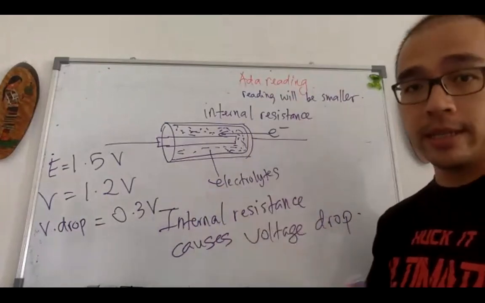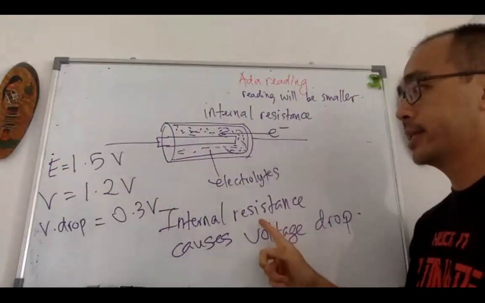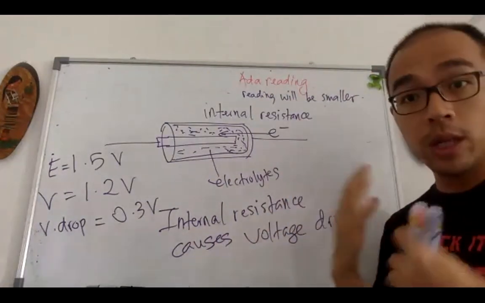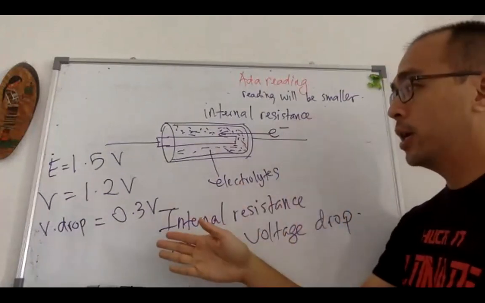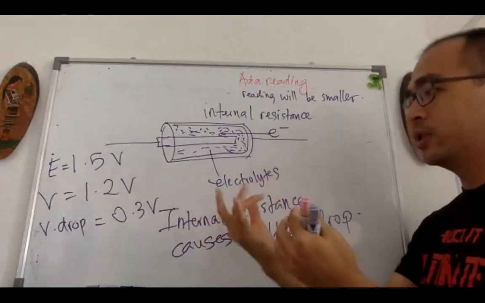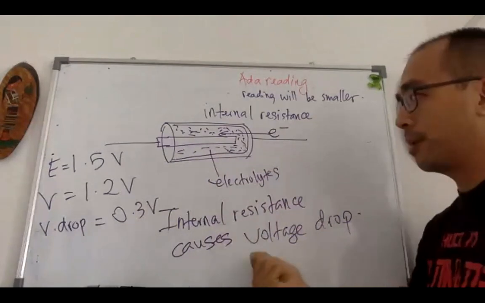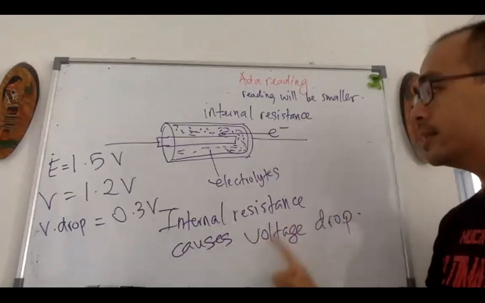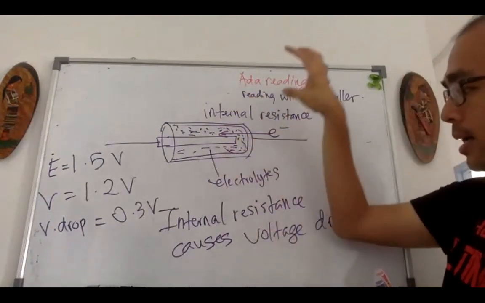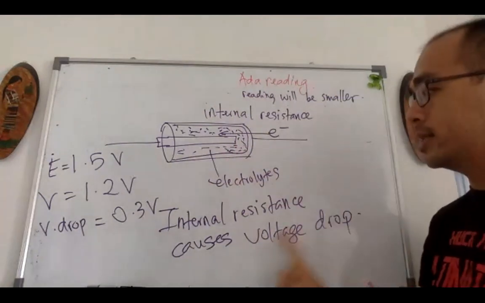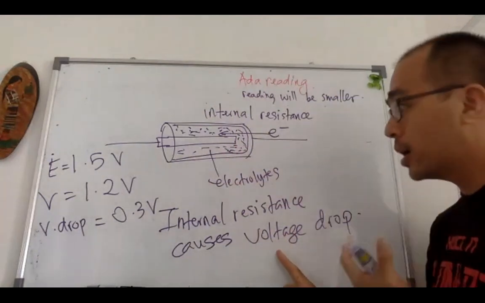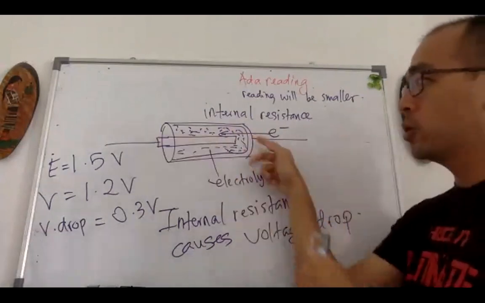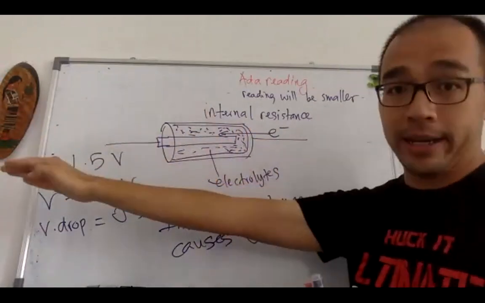Okay, we're going to see if there's an easier way to count the internal resistance by just using our logic and what we have learned before. But the first thing that you need to remember is internal resistance causes this voltage drop. It is because the electrons have to go through the electrolytes in order to come out the other side.